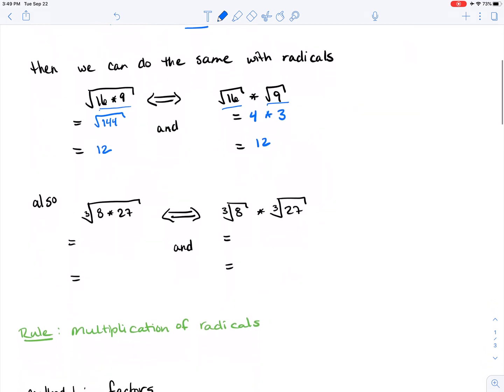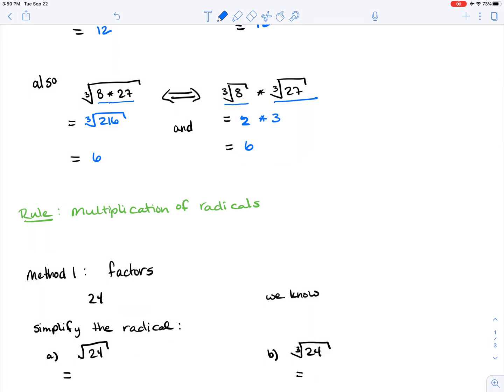Let's try it with a cube root. So we have the cube root of 8 times 27. That is the same as saying the cube root of 216, and that equals 6. We know the cube root of 8 is equal to 2 times the cube root of 27, which is 3. 2 times 3 is 6. So again, the statement works. The cube root of 8 times 27 is equivalent to the cube root of 8 times the cube root of 27. This leads us to a rule about multiplication of radicals.